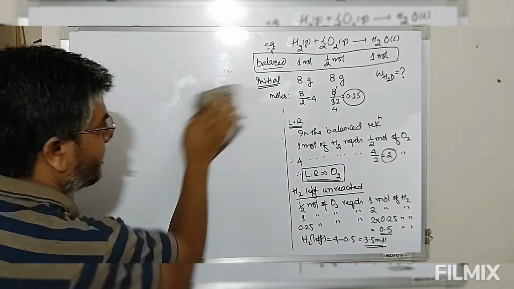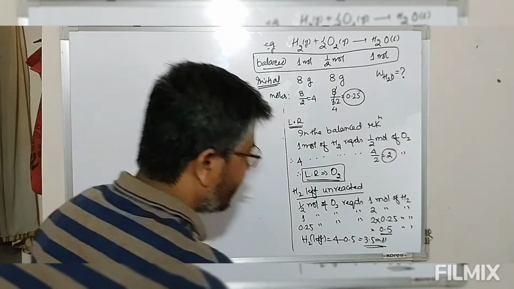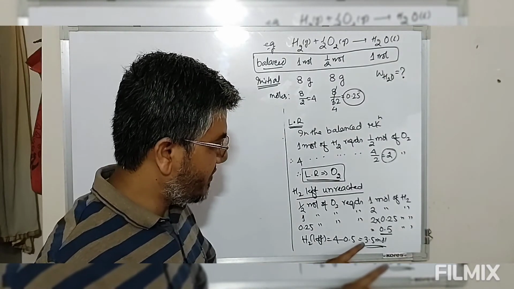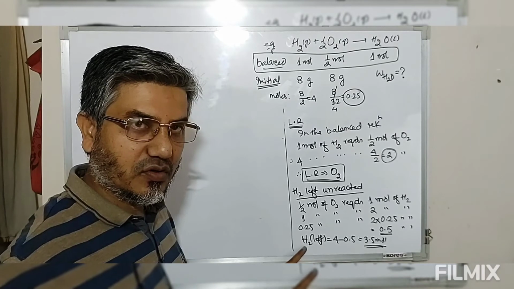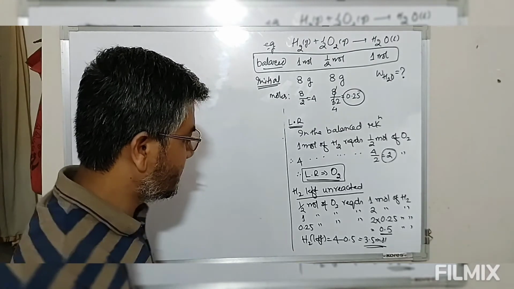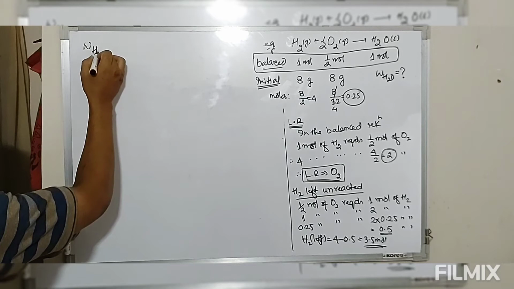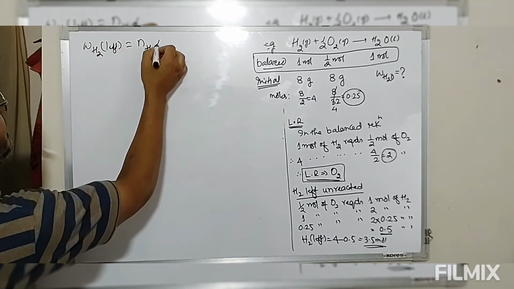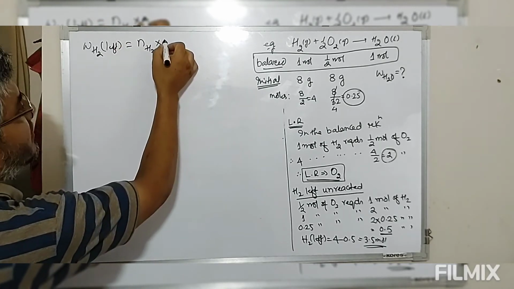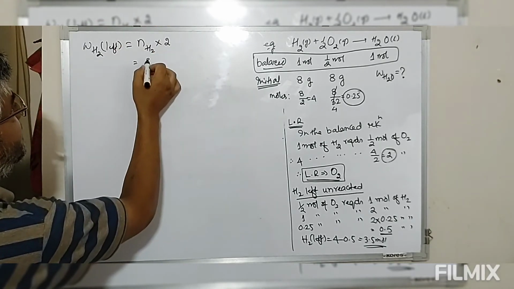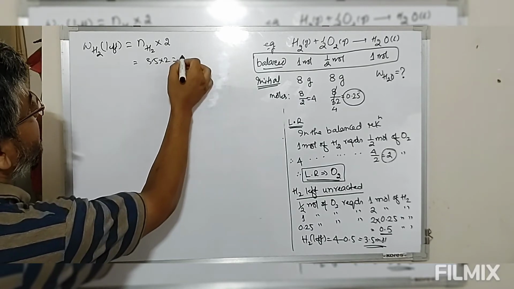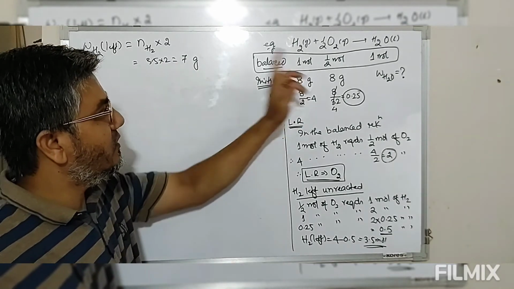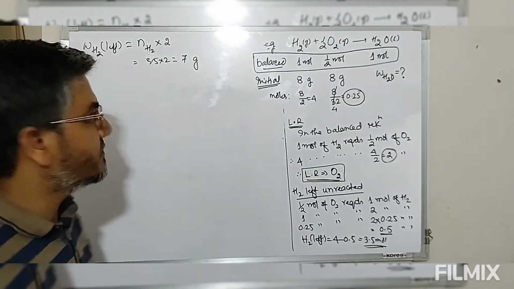So once we have this, we can define this in terms of mass, because we multiply this 3.5 into the molecular mass of hydrogen. So we say mass of hydrogen left is equal to number of moles of hydrogen left into gram atomic mass or gram molecular mass, that is 2. So that is 3.5 into 2, that is 7. So 7 gram remains unreacted. So only 1 gram out of this 8 gram reacts.